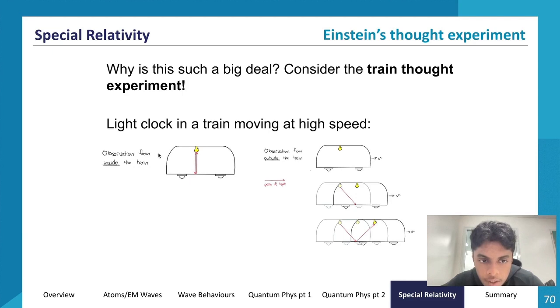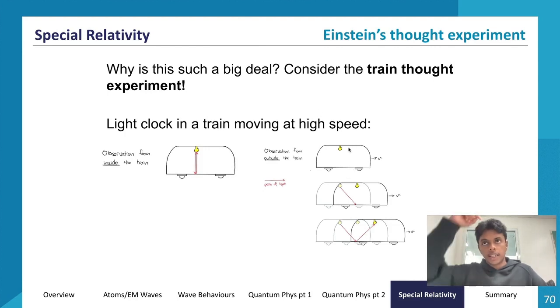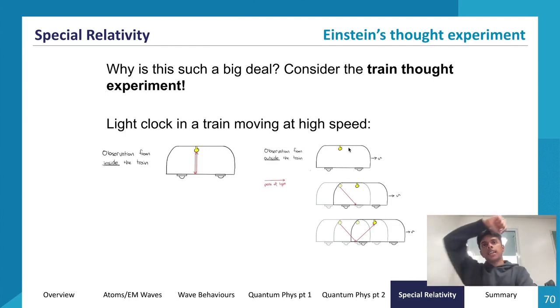If I observe this from inside the train, I see the light going up, then down. So if I'm in the inertial frame of reference of the train, it looks straight. But if an observer is viewing that light from outside the train, I see a triangle. I see the light going down, but because the train is also moving, I see it going diagonally. In the rightmost picture, I see light traveling diagonally, and then I see light traveling diagonally up again.